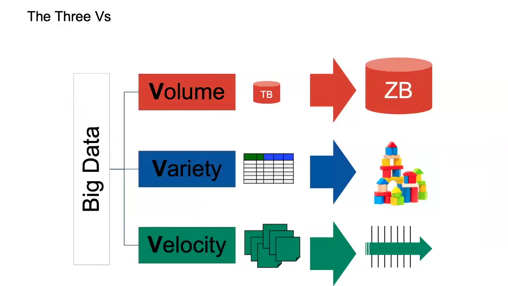Now, regarding what's going on with big data, I can also very quickly tell you a few words about that. We call that the 3 V's of big data: volume, variety, velocity.